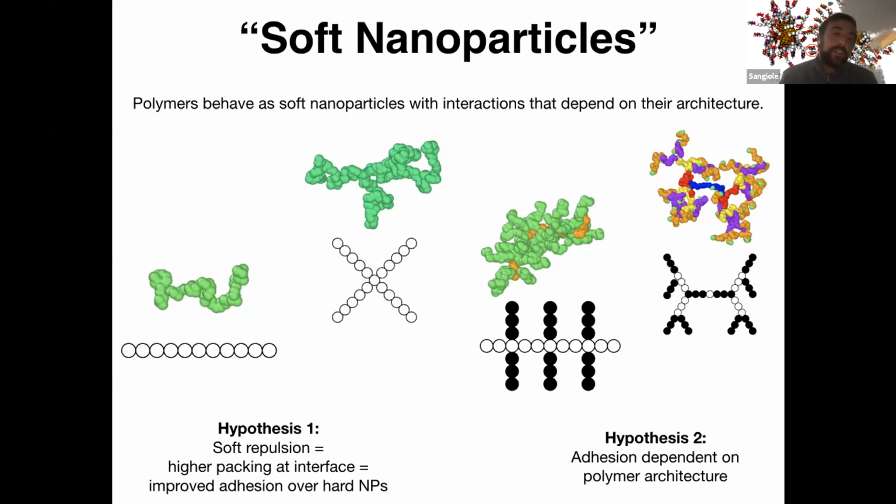And in general, we had two hypotheses. First, that the soft repulsion would allow us to have higher packing, and then it should improve adhesion compared to the use of hard nanoparticles. The second hypothesis is that adhesion should depend on the polymer architecture that we use. This is the reason why we started to study all sorts of polymer architectures that can be experimentally achieved. We go from linear to star polymers, bottle brush polymers, dendrimers, and so on, which are schematically drawn here.